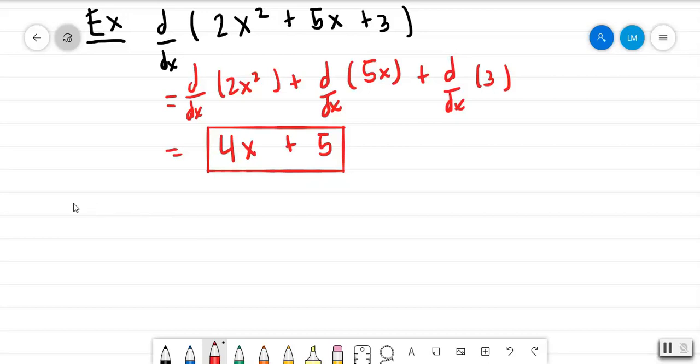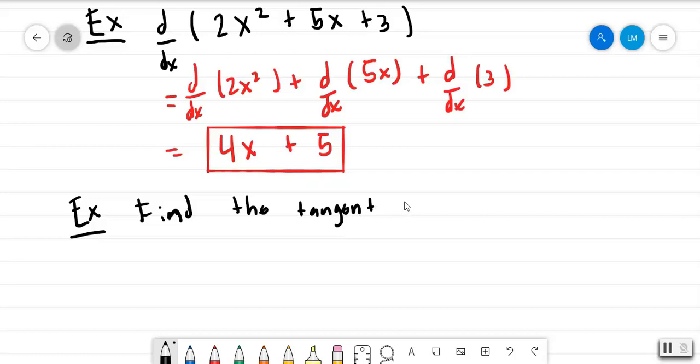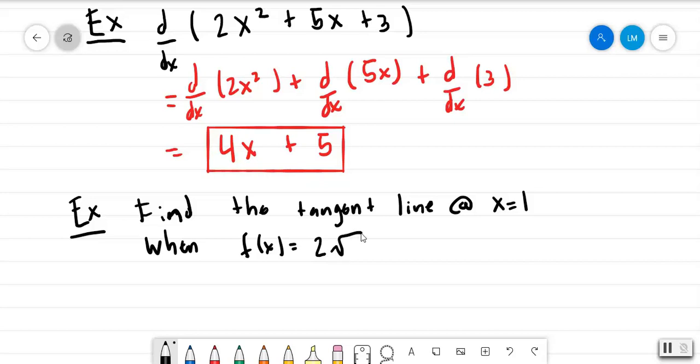Okay, so in this example, I want to find the tangent line at x equals 1 when f of x is equal to 2 times the square root of x plus x, and then that's going to be minus 1 over x.